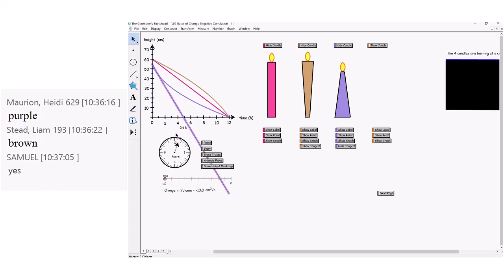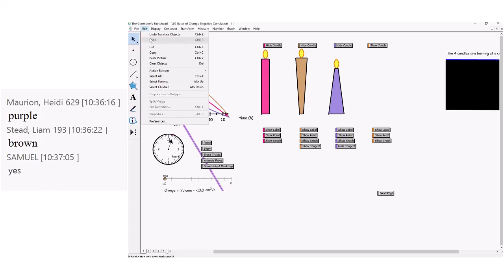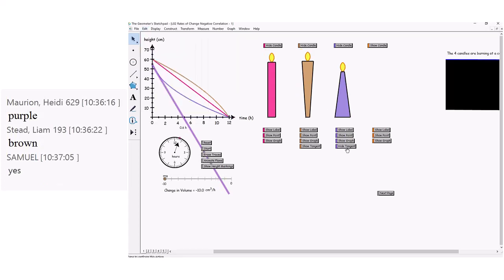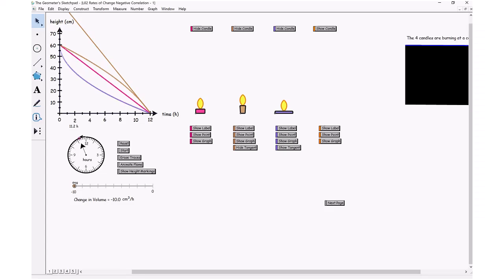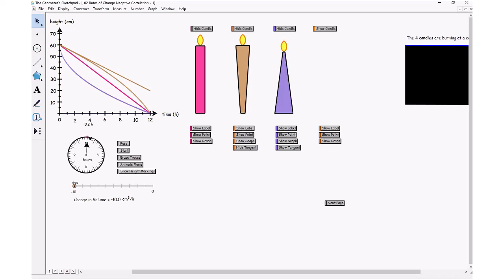Let's hide that tangent and show the brown tangent. Okay, now again, he's going to drag time around and notice how the brown tangent line is becoming more vertical, i.e. it is becoming parallel or closer to being parallel to the height axis. Can everyone see that? All right, so now which candle's height is changing at a decreasing rate?